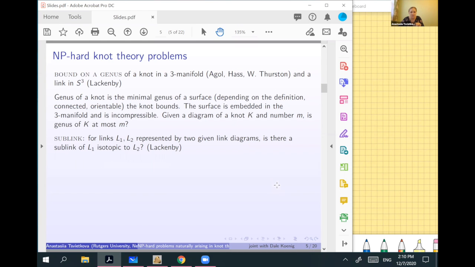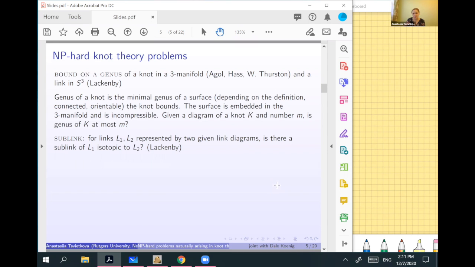Perhaps the first problem that was proven to be NP-hard was bound on a genus of a knot in a 3-manifold. When I say genus of a knot, I don't really mean genus of a curve. What I mean is the minimal genus of a surface. Usually this is a Seifert surface. The most common definition says it's a connected, orientable, compact surface that a knot bounds. You can also relax this and say your surface is disconnected, or not orientable, but usually you prefer the first.